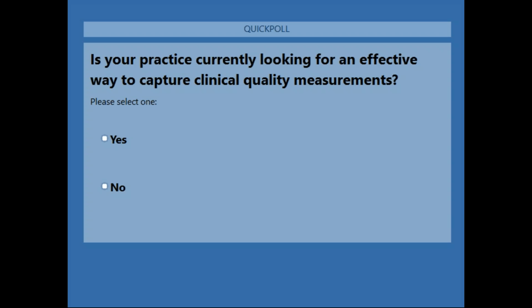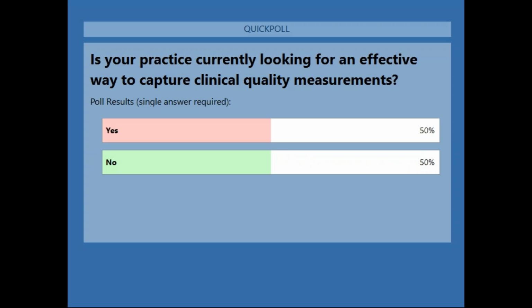And in some cases, you may already be capturing clinical quality measures. So we'll talk about that in just a minute. Thank you, everyone, for responding to that poll. We've got a few more questions we'll ask you.